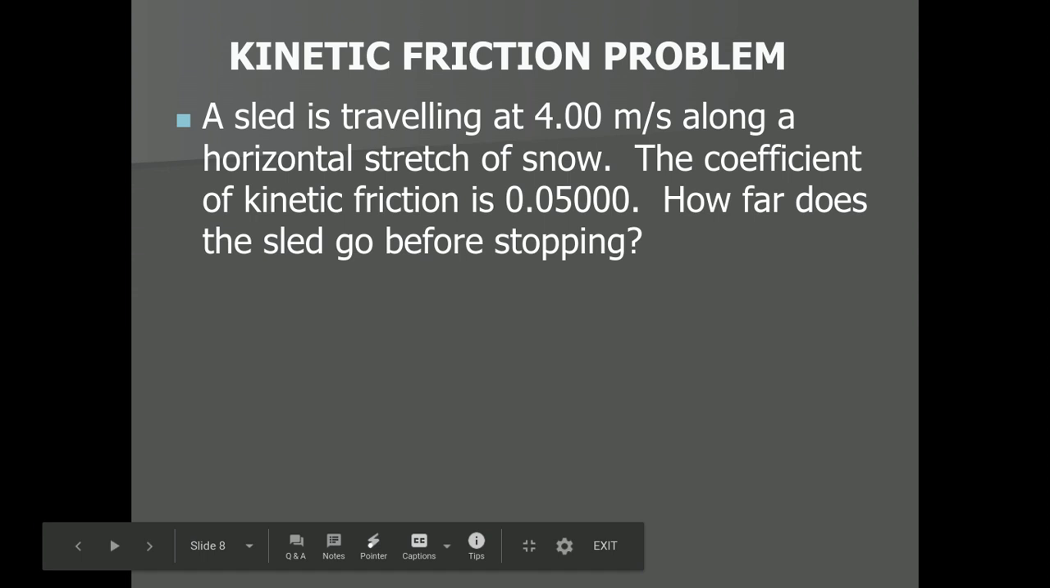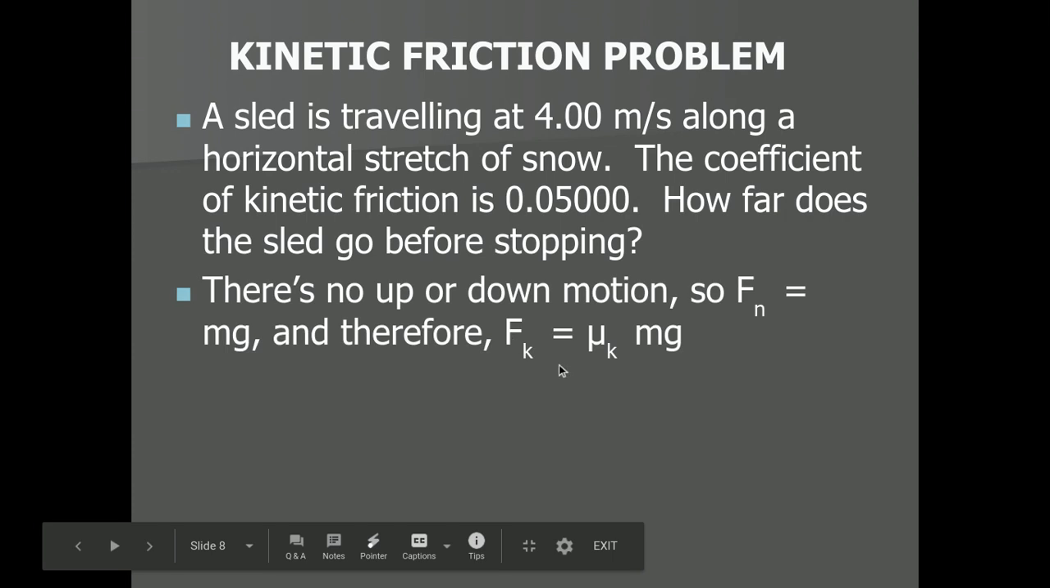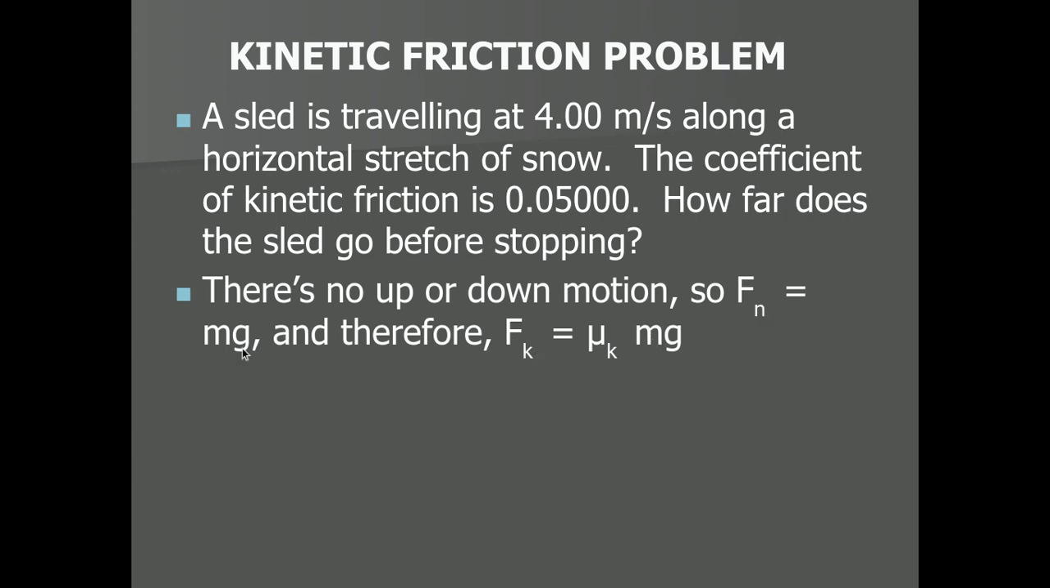Okay, here's a kinetic friction problem. A sled is traveling at 4 meters per second along a horizontal stretch of snow. The coefficient of kinetic friction is 0.05000. How far does the sled go before stopping? There is no up or down motion, so the normal force is equal to m times g, and therefore your kinetic friction is equal to, you just take your coefficient times mass times gravity, because that's what normal force is. So that's another way of looking at it. Instead of just having f of n here, you can just write it as m times g.